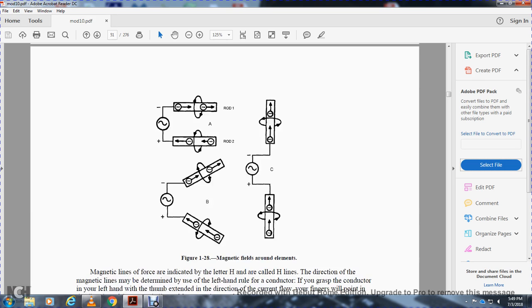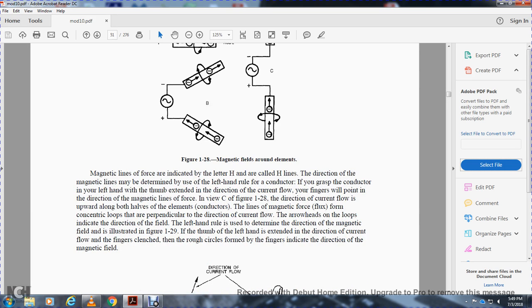Magnetic fields around an element. Magnetic lines of force are indicated with the letter H, and they are also called H lines. The direction of the magnetic lines is determined using the left-hand rule with the conductor. Grasp the conductor with the left hand, with the thumb extended in the direction of the current flow, and the fingers will point in the direction of the magnetic lines of force, figure 128 view C.